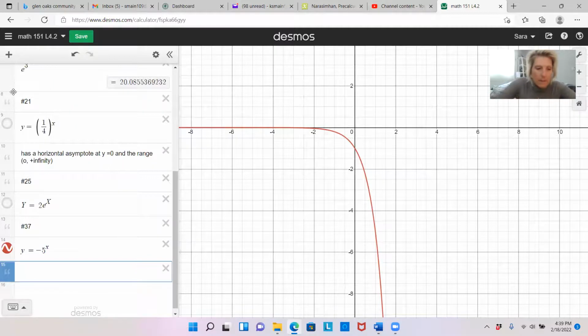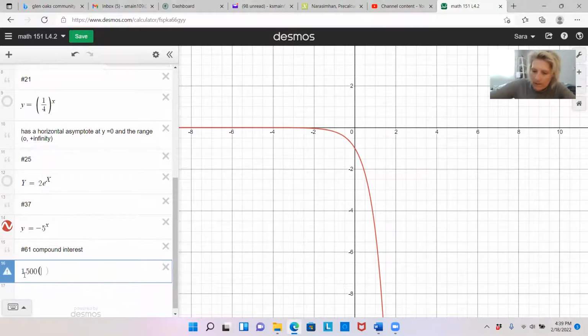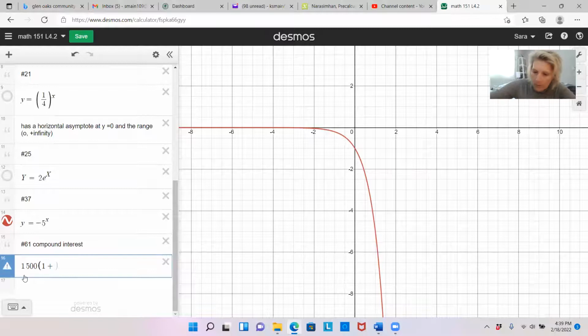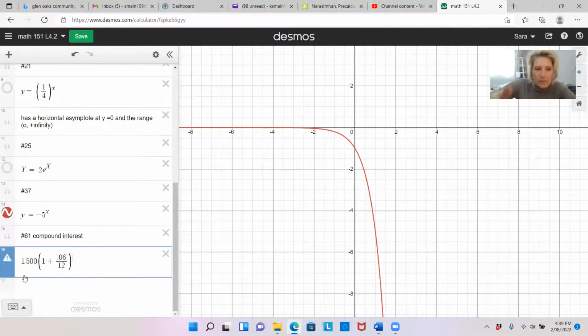So this is number 61, and I'm going to type here compound interest so we all know. So it's going to be 1,500 parentheses 1 plus 0.06 divided by 12 parentheses. Make sure that whole thing is in parentheses, and then raise that to the exponent. Now the 12 times 5 needs to be in parentheses, or it won't put them both in the exponent.